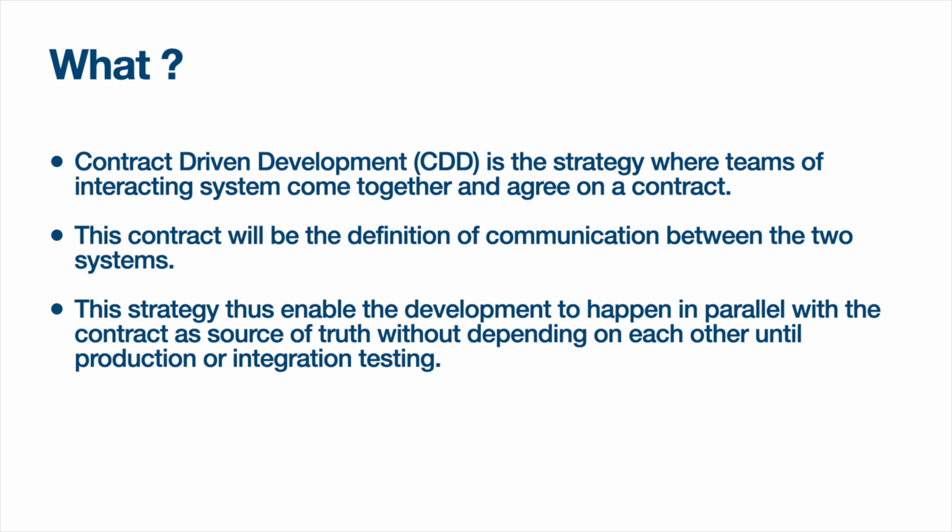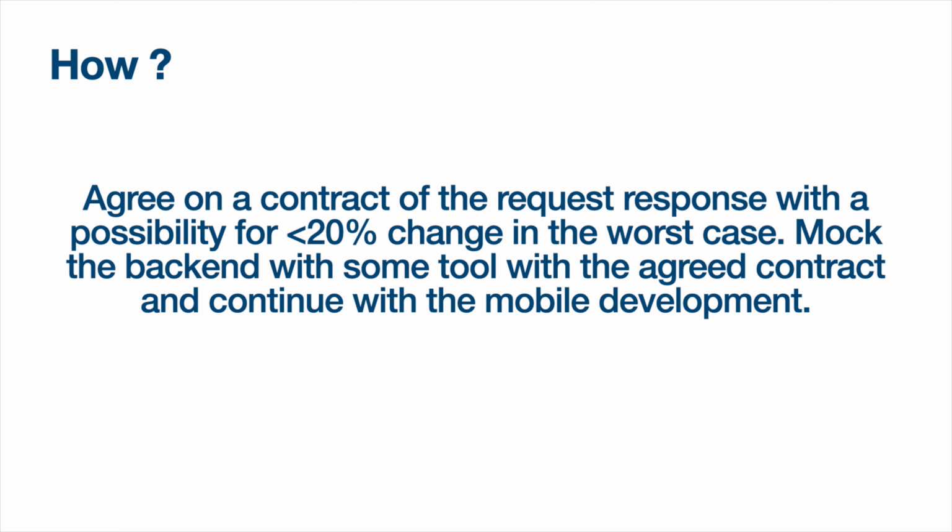Let me highlight a point by taking an example. In case of a backend communicating with a mobile application, the contract would be the response and the request structure, whereas the configuration would be the URL pointing to the backend system. Thus, contract driven development in a nutshell would be agreeing on a contract that would have the least possibility of change and mocking the integrating system with the contract to continue the development independently until integration.